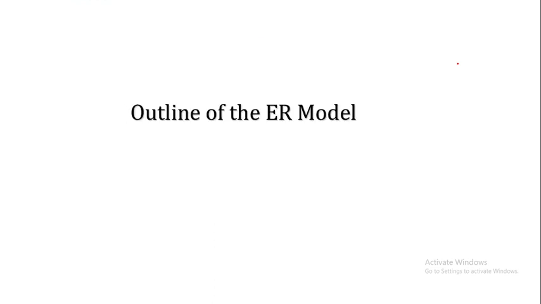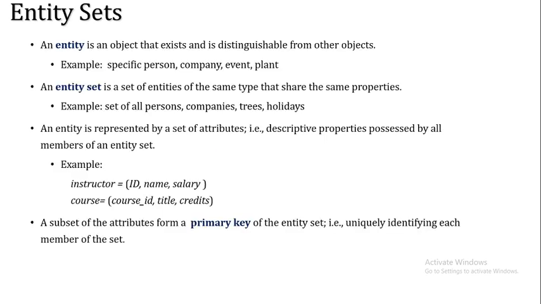Now we'll start with our ER model. As I already told you, when we talk about the ER model, three things come into the picture: one is the entity, then the attribute, then the relation. I will explore them one by one. Now the first and foremost is, what is an entity?